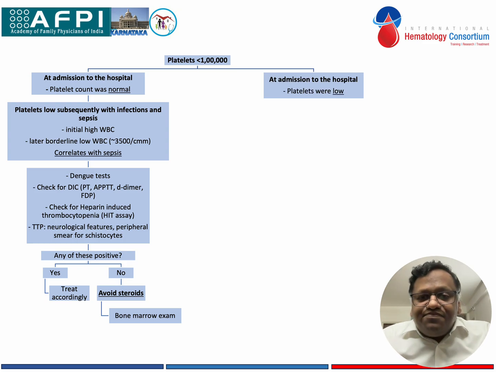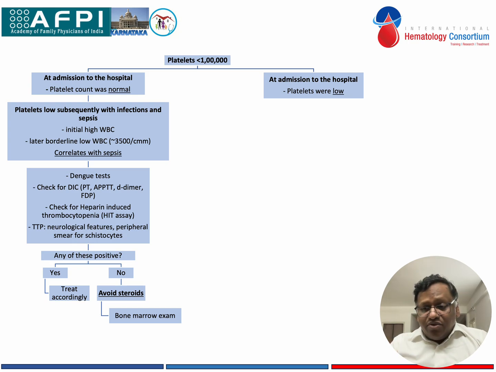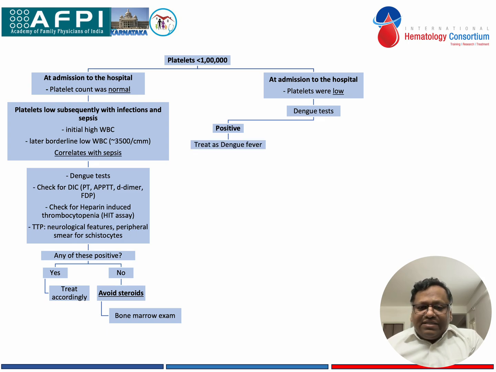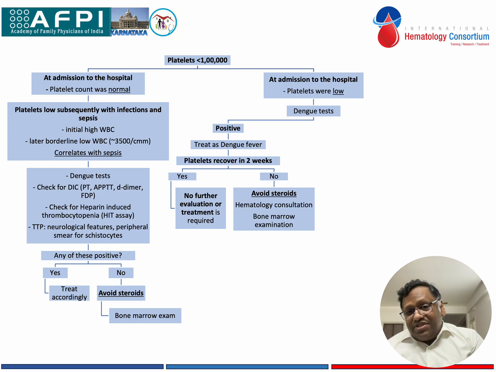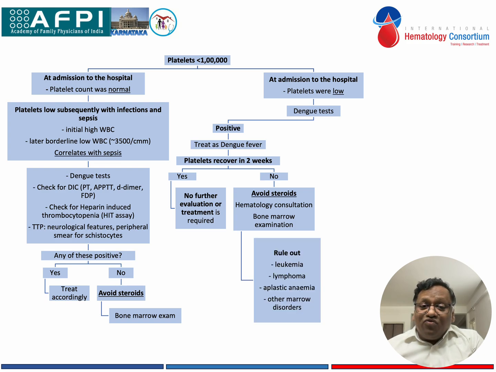All right. What about if the platelets were low at admission, or in your clinic the patient comes with low platelet count? Of course, you're going to do dengue test first. In our geography, this is the first thing that you're going to look at. And if dengue test is positive, NS1 positive, etc., you're going to treat as dengue. You're going to give fluids, antipyretics, etc. And if the platelets recover within 2 weeks, great, nothing to do. It was dengue fever, recovered. If the platelets don't recover in 2 weeks, that's where then you have to look further, marrow exam to rule out again aplastic anemia, leukemia, etc.